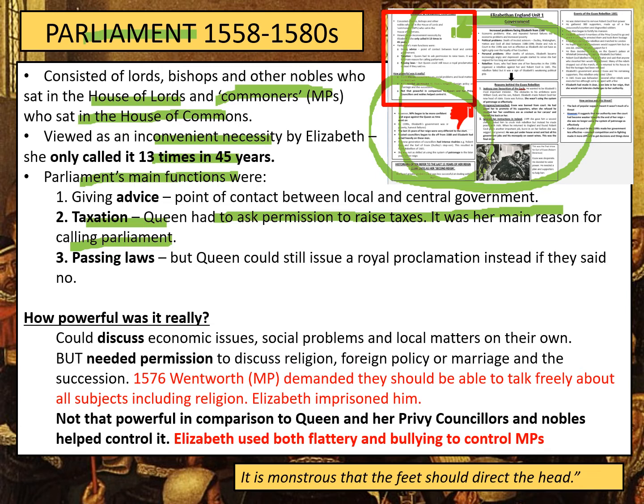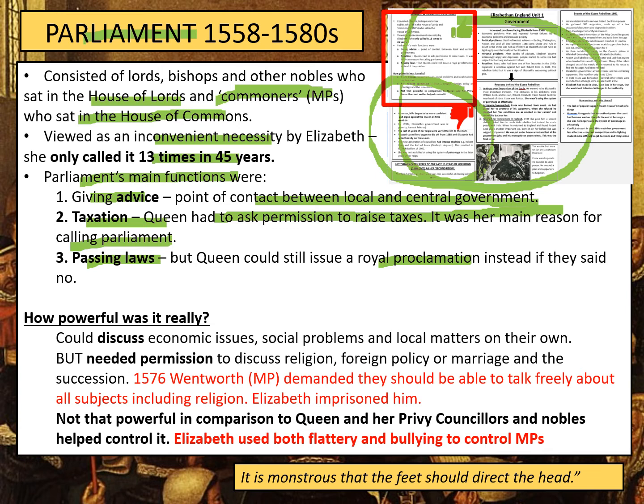It also could be used to give her advice, and it was a point of contact between local and central government, although she preferred to listen to her closest advisers rather than trusting Parliament. Furthermore, it did have another role because it could pass laws. However, the Queen could still issue a royal proclamation in order to bypass them if they said no to something.